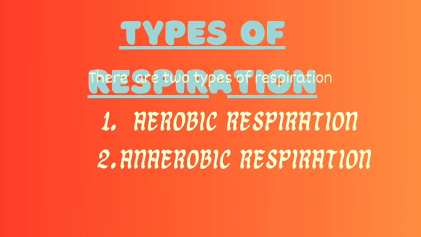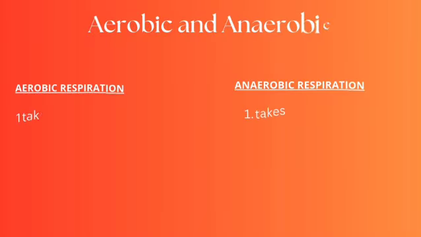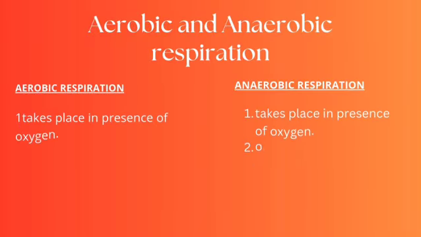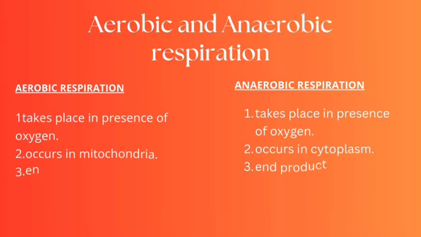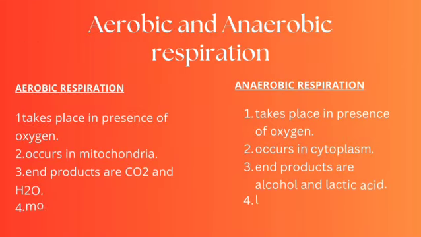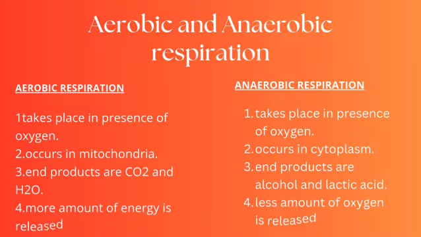There are two types of respiration: aerobic respiration and anaerobic respiration. Let us see what is aerobic and anaerobic respiration. Aerobic respiration: 1. Takes place in presence of oxygen. 2. Occurs in mitochondria. 3. End products are CO2 and H2O. 4. More amount of energy is released.